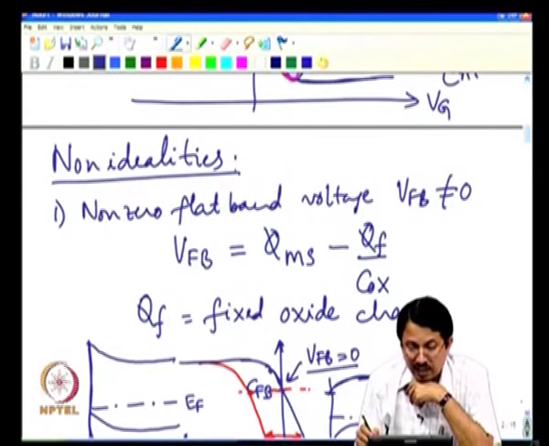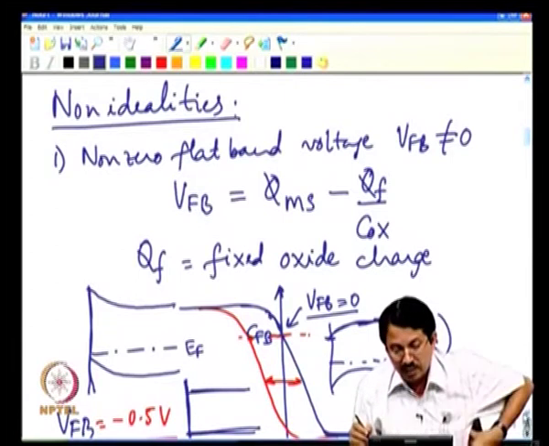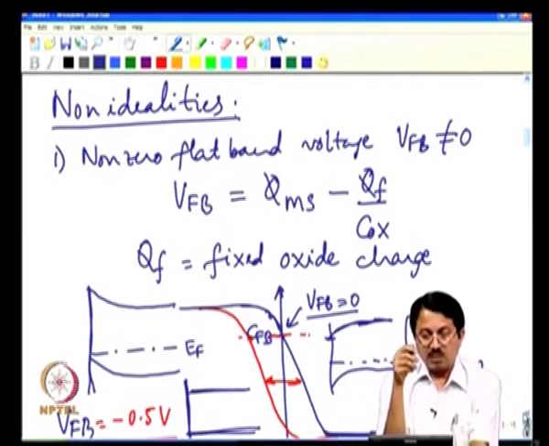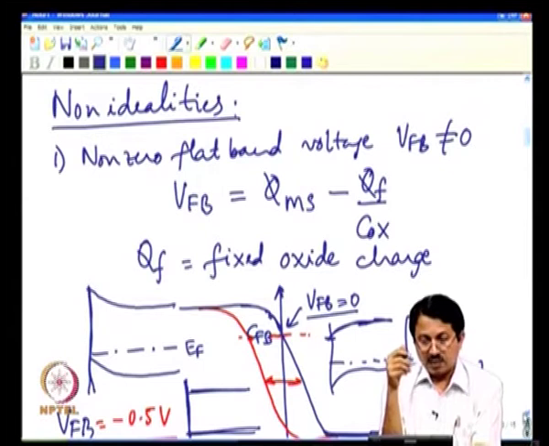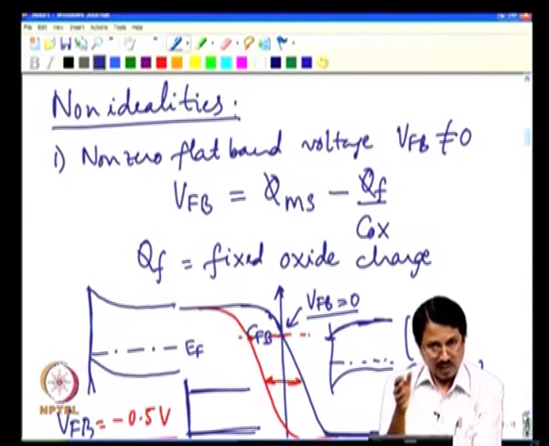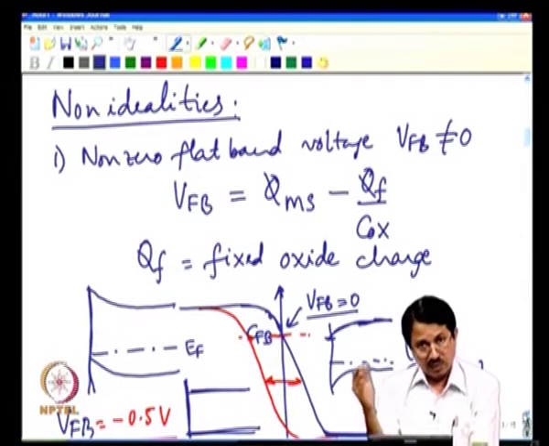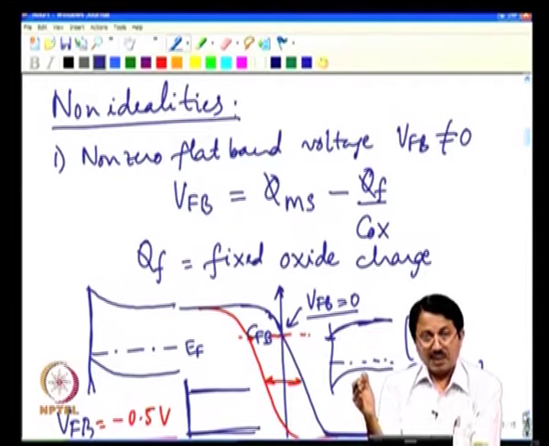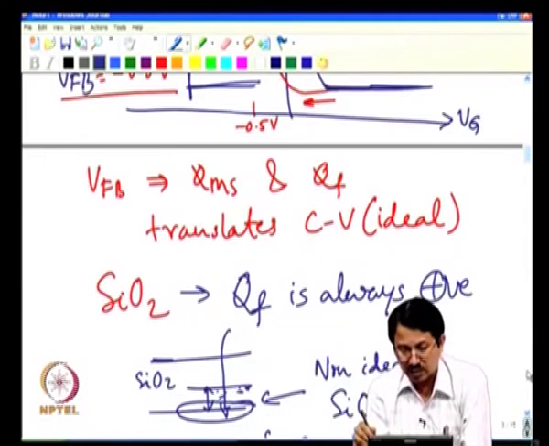And then subsequently we started looking at the non-idealities, and the non-zero VFB comes because of work function difference or the fixed oxide charge. If the fixed oxide charge is positive, the CV will always shift to the left. If the fixed oxide charge is negative, not in silicon oxide, but in some dielectrics it could be, then the CV could shift to the right. But this is always a parallel translation, no stretch out compared to ideal capacitance voltage characteristics.